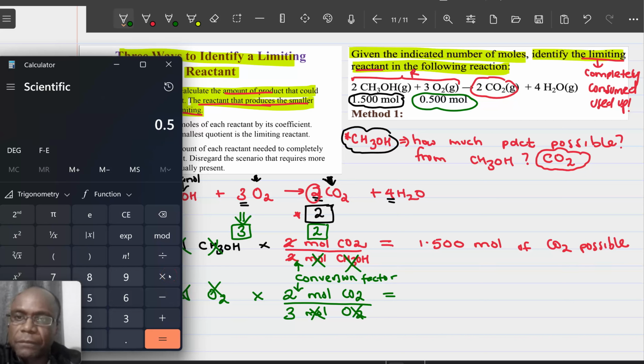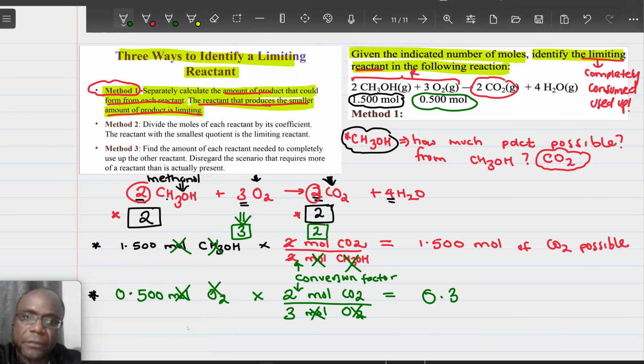So we have 0.5 and I'm multiplying it by 2 and then I'm dividing by 3. So the answer is 0.333 moles recurring of CO2 possible.